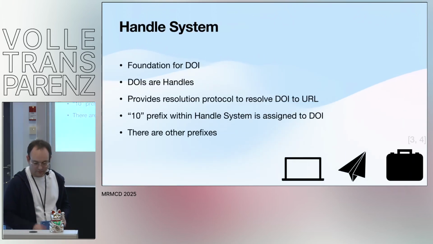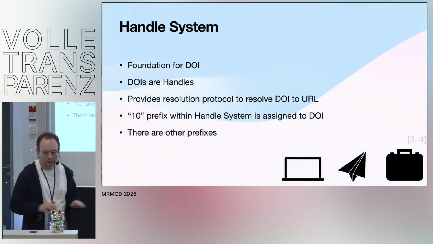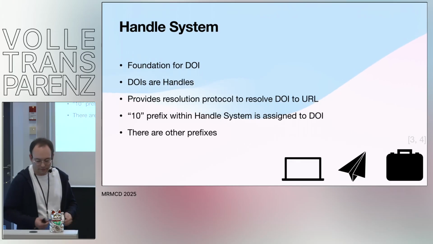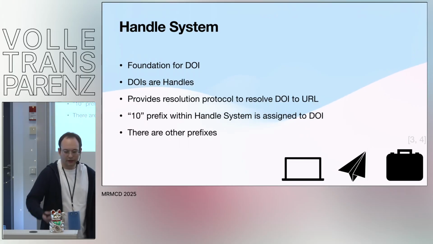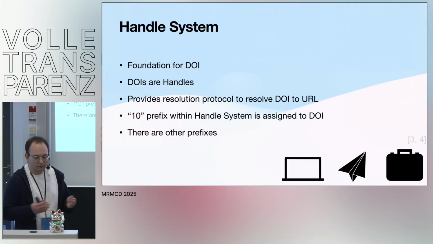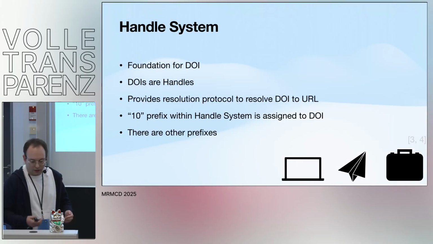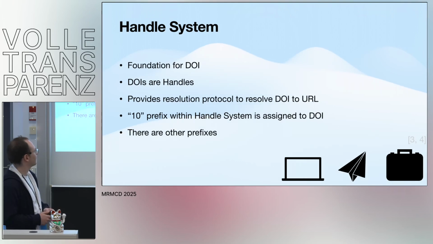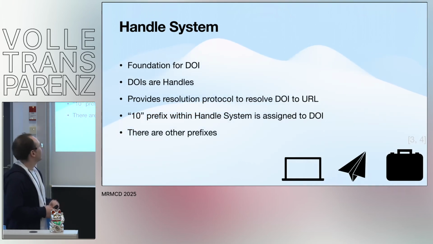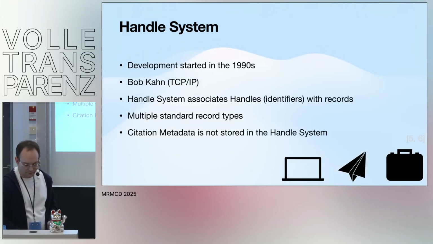So let's first start with what forms the foundation for the whole system, and this is the so-called handle system. It's a more general system than just DOI, and within the handle system, DOIs are embedded. The handle system just provides the resolution protocol for DOIs to URLs. There are other prefixes within the system, but for DOI within the handle system, this prefix 10 has been assigned to the whole of DOI, basically. And the DOIs are handles within the system. And like I said, there are other prefixes.